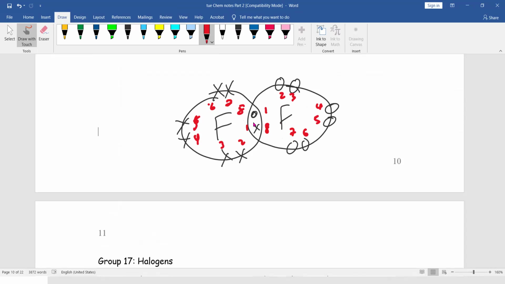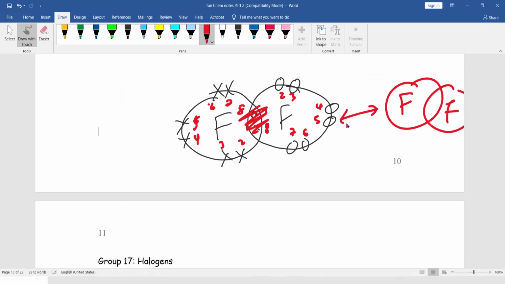So in natural conditions, they exist as F2, Cl2. That's the reason why they don't exist as atoms, they exist as molecules. So this is called a covalent bond. When we talk about attractive forces, we're not talking about this bond. We are talking about the attractive forces between this fluorine molecule and this fluorine molecule. This is called intermolecular forces of attraction. You will learn again in the next chapter.